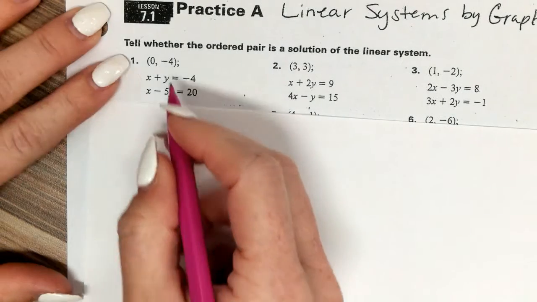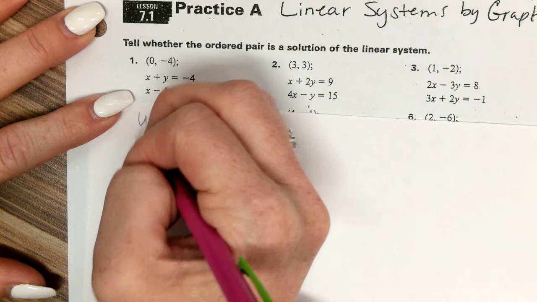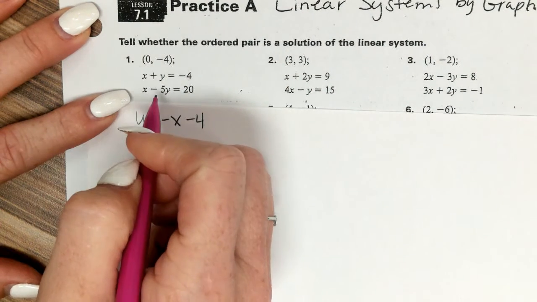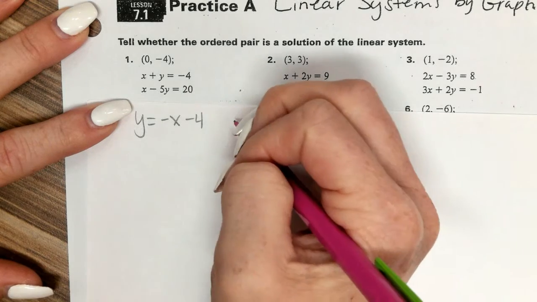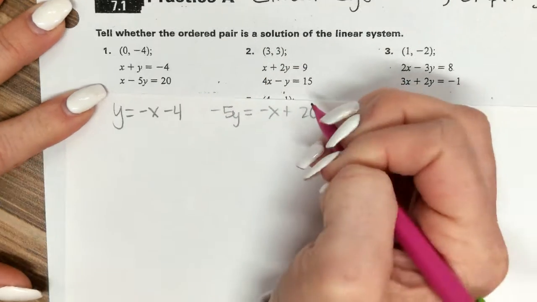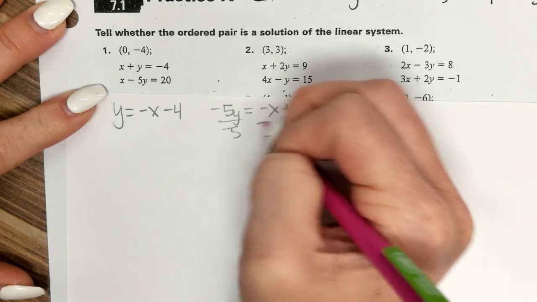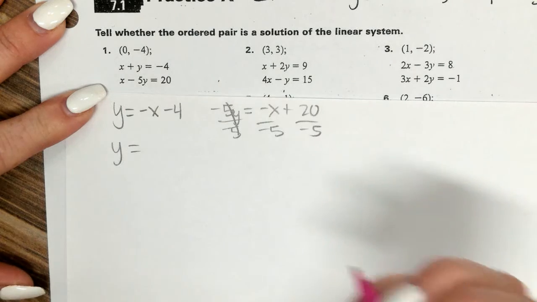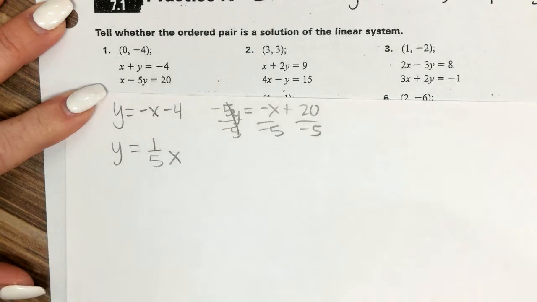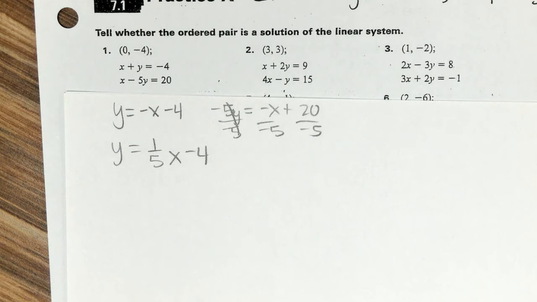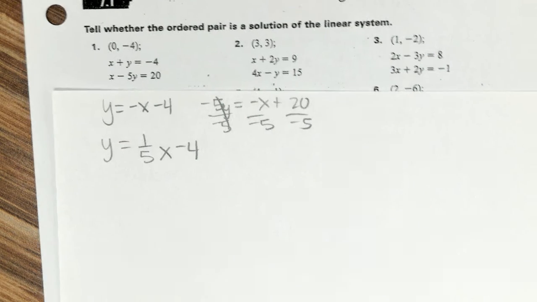So what's the first way I said you could do it? You got to rearrange. So I would rearrange this one, and it would be y equals negative x minus 4. I would rearrange this one. It would be negative 5y equals negative x plus 20. And I would divide by negative 5, and I'd have y equals 1/5 x minus 4. Is that what y'all got or no? Yes. I go to my calculator.